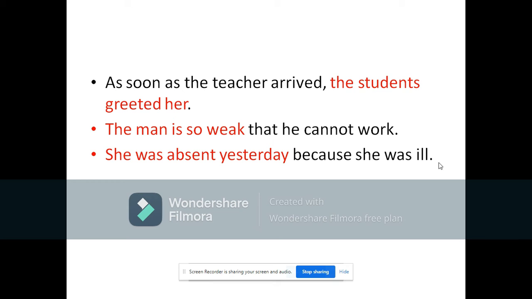She was absent yesterday because she was ill. Because she was ill. It is a subordinate clause. She was absent yesterday, main clause.